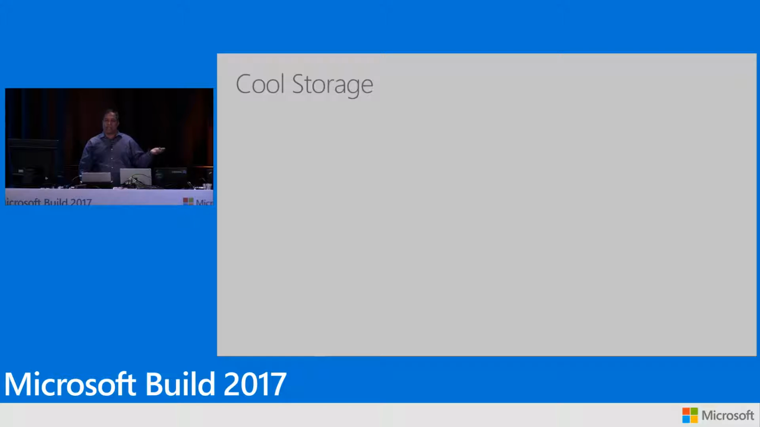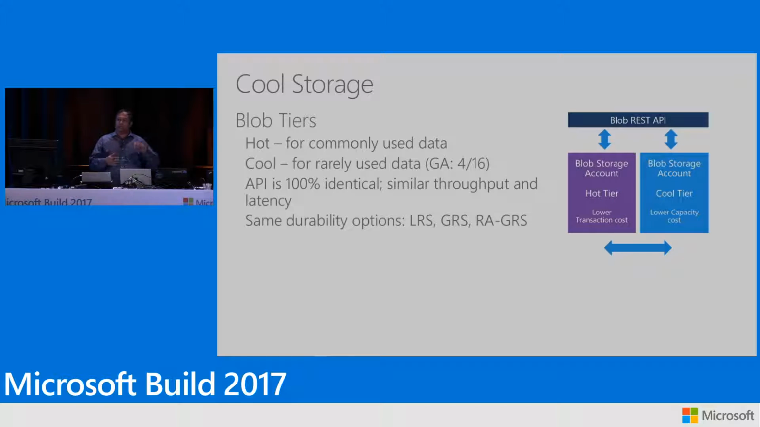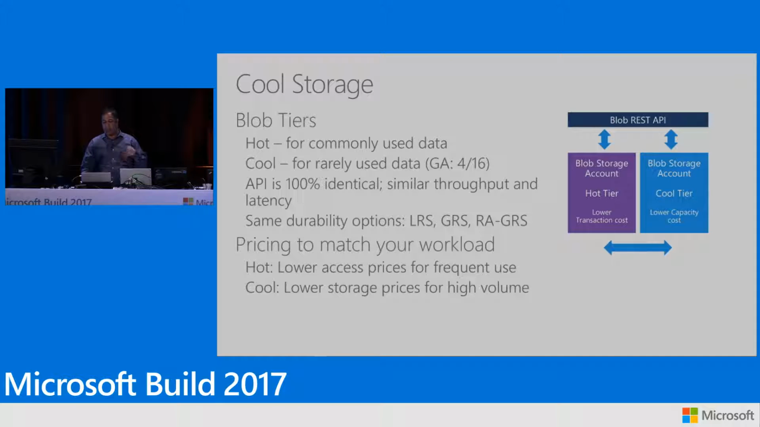We launched this last April, right around Build last year. And what it gives you is two blob tiers, hot and cool. We talked a little bit about this. It gives you the ability to trade off: do I have hot data that I need transactions to be cheap on, or do I have lots of bulk data that I don't expect to access very much? The nice thing is the API is 100% identical. The latency is very similar. You have all the same durability options and whatnot. It's the prices that change, so you can map and be efficient there.